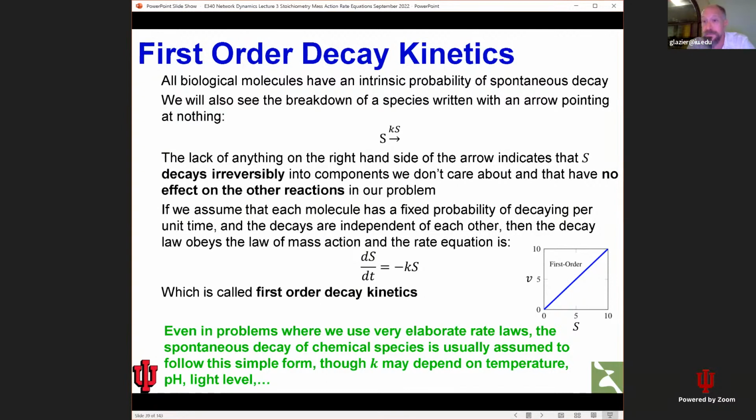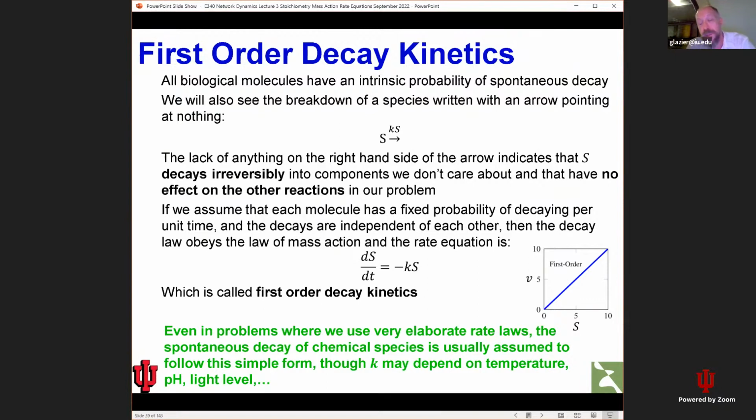That's pretty common. Dephosphorylation is pretty common that way. But there are other pieces of molecules that break down spontaneously, depending on temperature, pH, the usual thing. But the key thing is that the breakdown of each molecule is independent.